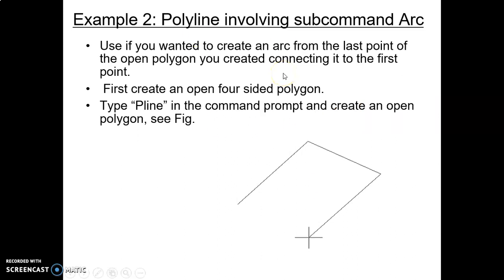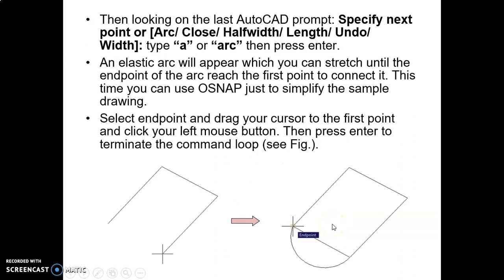Okay, next example number 2, polyline involving subcommand arc. Okay, yang tadi hanya garis straight saja. So kalau kita nak tambahkan subcommand arc, use if you wanted to create an arc from the last point of the open polygon you created, connecting it to the first point. First, create an open four-sided polygon. Then you type Pline in the command prompt and create an open polygon. Okay, so dia akan jadi macam ni, open polygon.